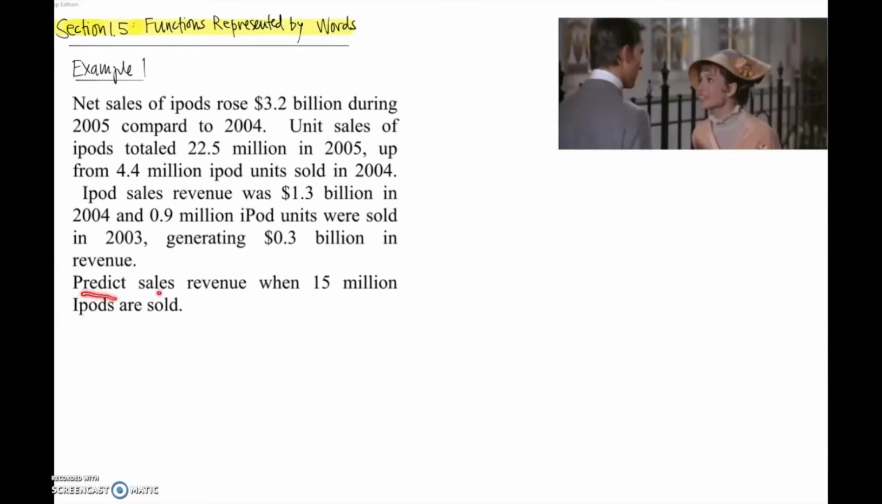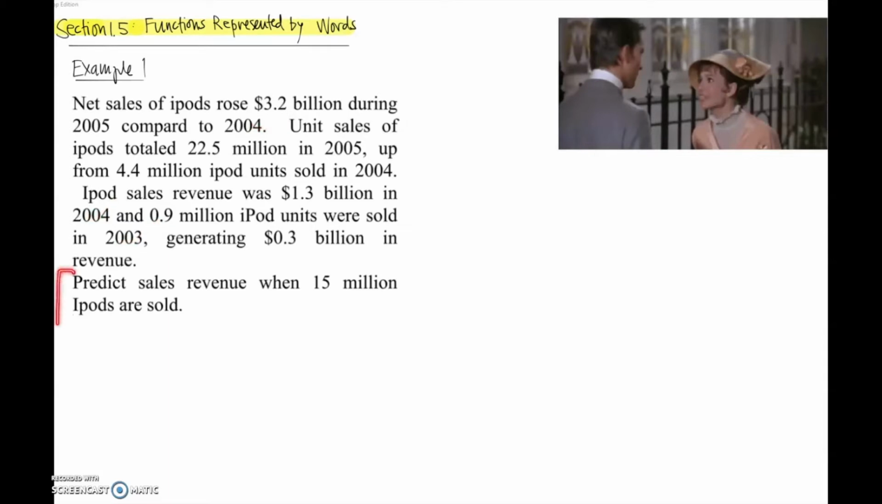Predict sales revenue when 15 million iPods are sold. So in all of this, there's sales revenue going on. I've seen that a couple times. And then there's number of units sold that keeps coming up different places. So sales, units sold. There's also a bunch of dates in here. So there's really three different quantities that they're talking about.